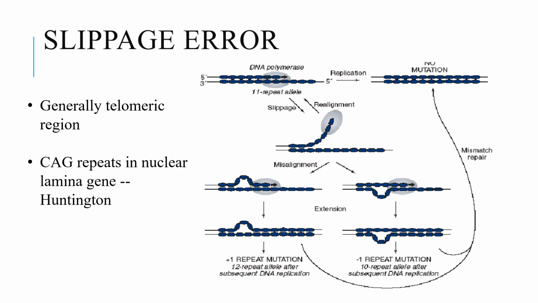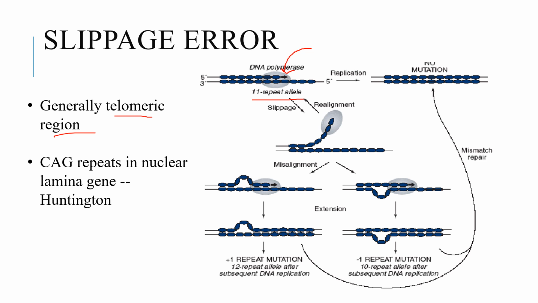Next, another cause of endogenous mutation is the slippage error. Slippage error generally occurs in the telomeric region. But you know, exception is everywhere, so generally it is in the telomeric region. As you can see in this diagram, in the telomeric region the repetitive sequences are present, you know that. And here the DNA polymerase is present, which is responsible for the replication of the telomeric region also.